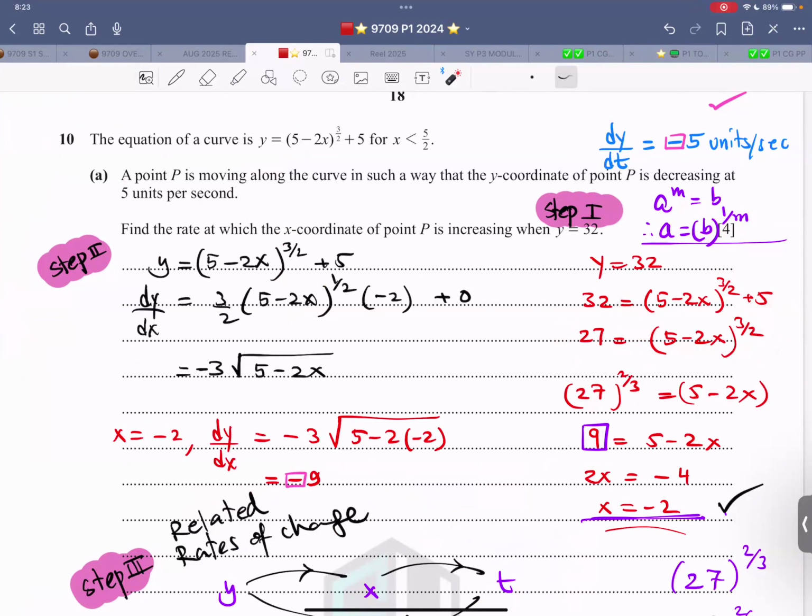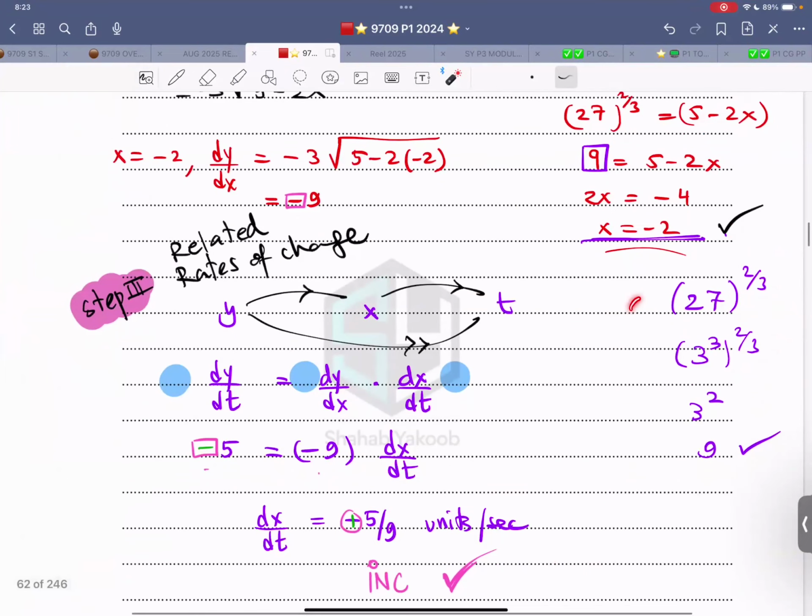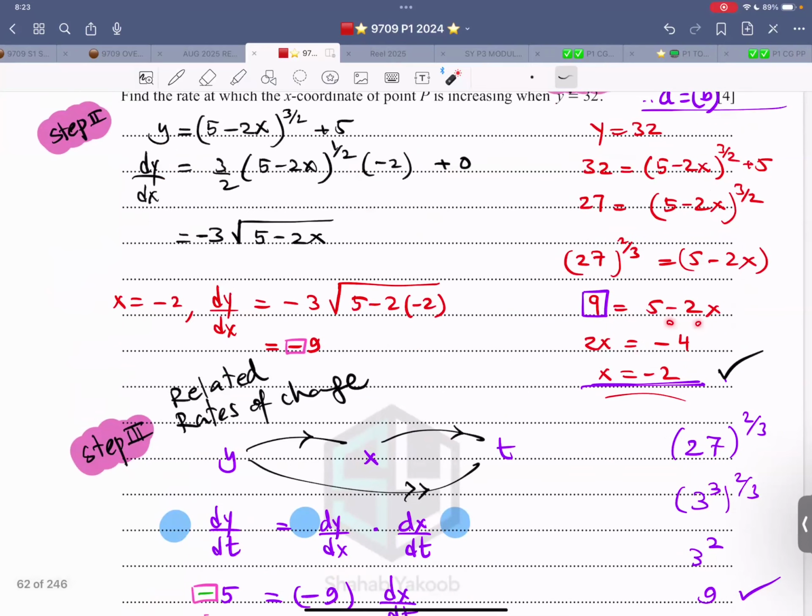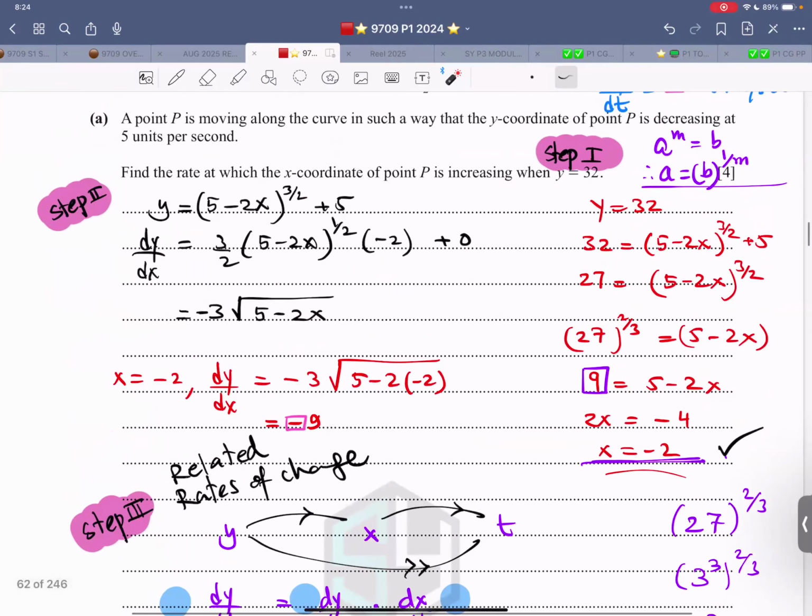27 raised to power of 2/3 becomes 9. That's working over here. 27 is 3 cubed. The 3s cancel, 3 squared becomes 9. 5 minus 2x is 9. Therefore, x is negative 2. All good, all clear?